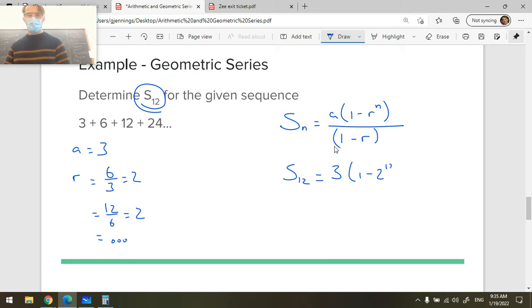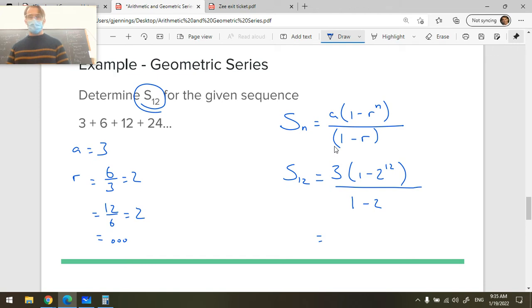2 to the 12. Isn't that going to give us a very large negative number? Yeah. But I'm going to divide by another negative number, 1 minus 2. So that's going to cancel out the negative and make it positive. And that's what we expect to find here, a positive answer. So, hurrah! Okay, let's take a look.